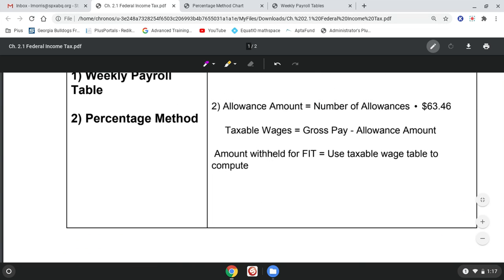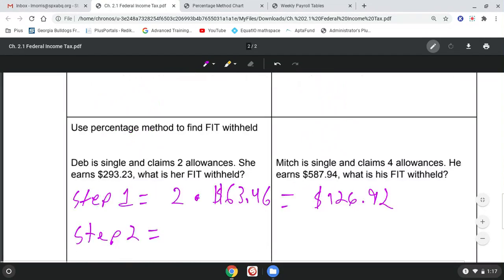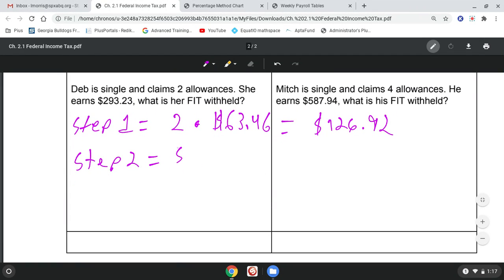Step 2 is to take our gross pay and subtract that allowance amount to get our total wages. So if he earns $293.23, we're going to subtract our allowance amount. This will give us our taxable income, so this is how much money is actually able to be taxed. So 293.23 minus 126.92 is going to give me 166.31.